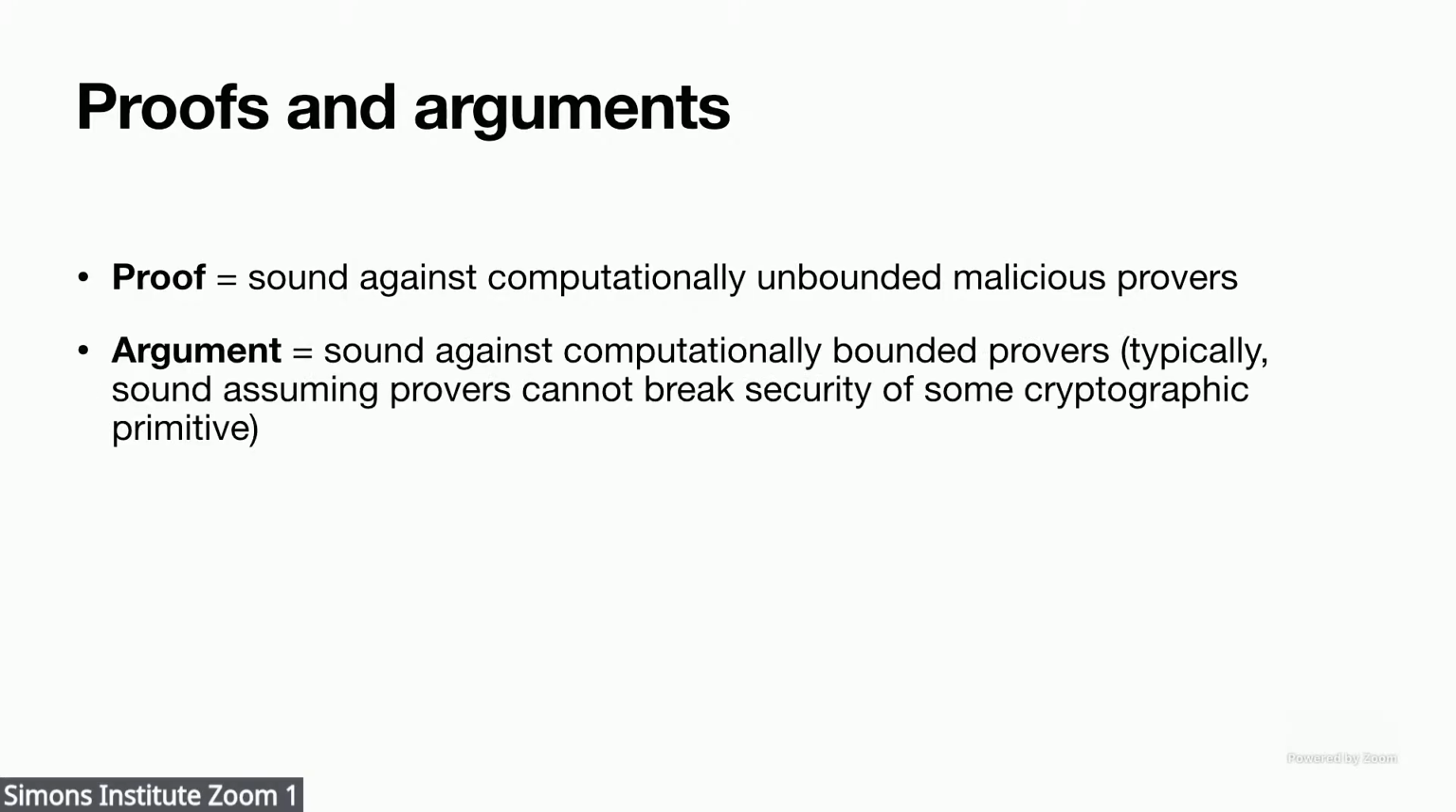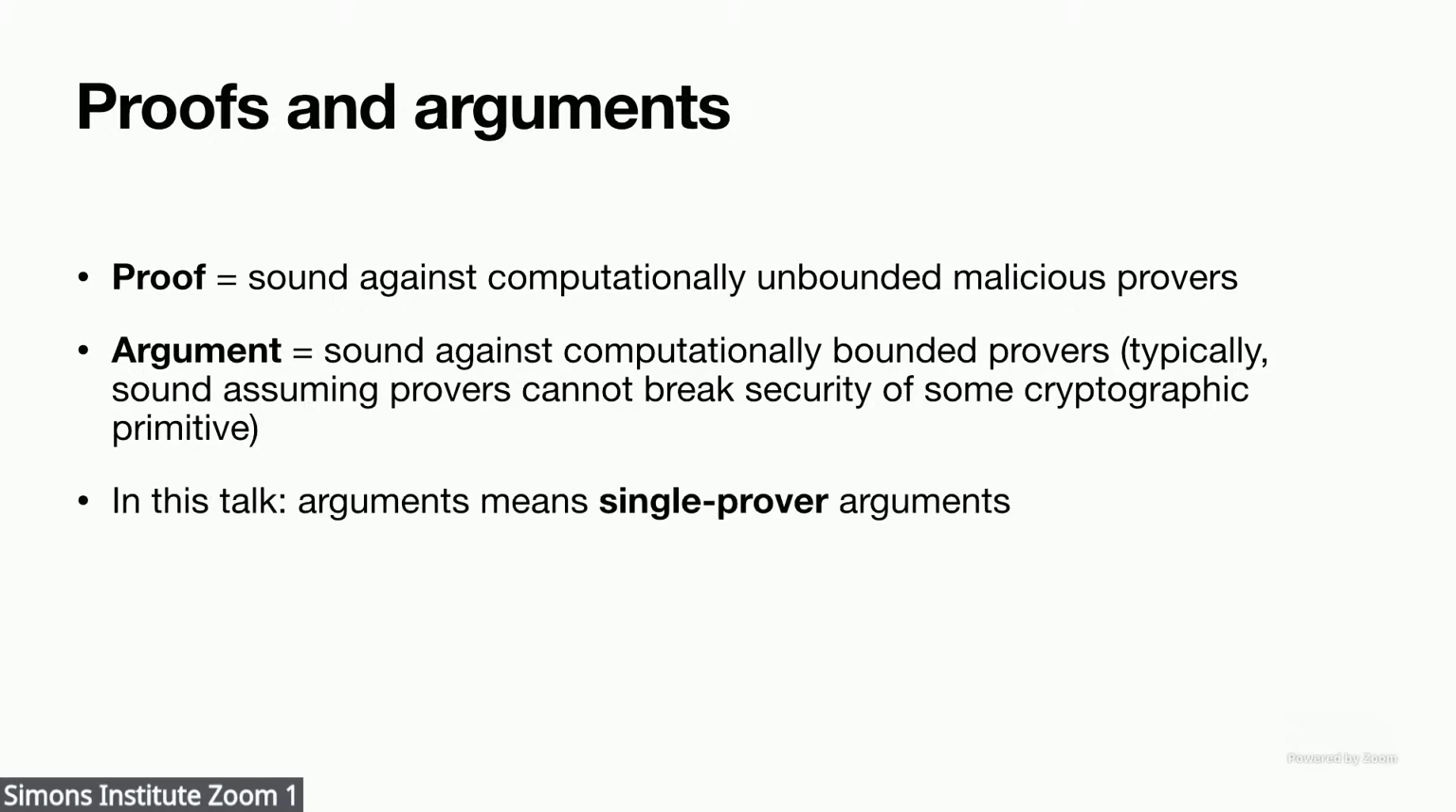An argument system is basically the same thing, except you weaken the soundness condition. You say that you want soundness only against computationally bounded provers. And typically, the way this is actually formulated is you say you want soundness as long as the prover cannot break the hardness of some cryptographic assumption. So that's what we'll mean by argument.